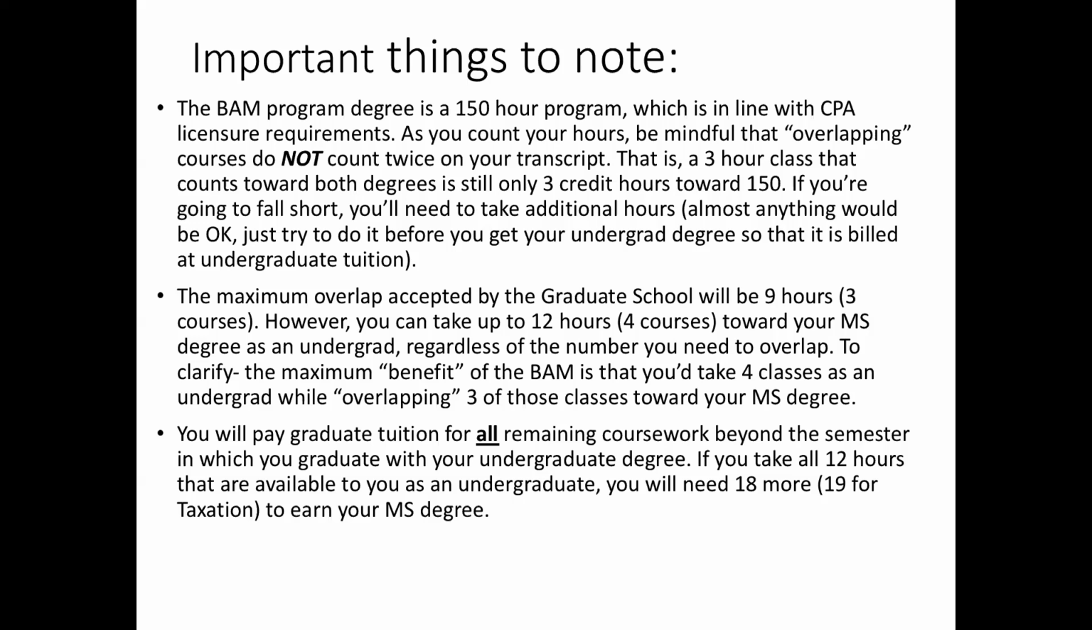I want to point out there, though, that it does say you could take 4 classes. The maximum benefit of the BAM is that you'd take 4 classes as an undergrad, 4 master's classes as an undergrad, and you would overlap or double count 3 of those towards your MS degree. Okay, all of you will overlap 2 of the 4 classes, and here's why.